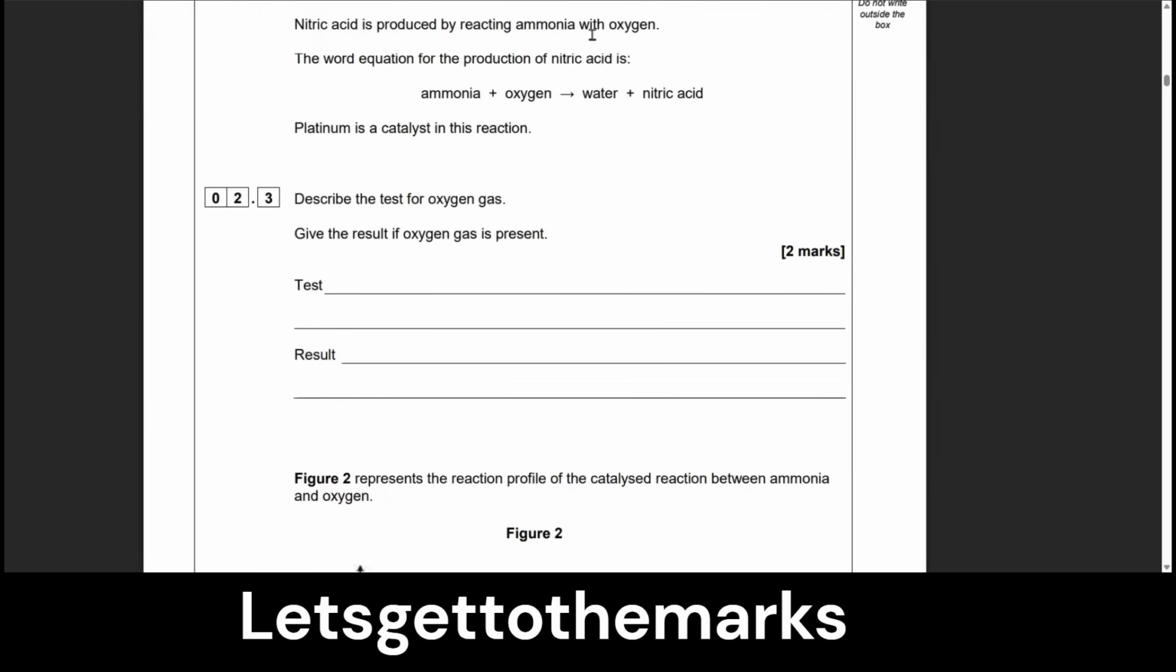Nitric acid is produced by reacting ammonia with oxygen. The word equation for the production of nitric acid is ammonia plus oxygen goes to water plus nitric acid. Platinum is the catalyst in this reaction. Describe the test for oxygen gas. So after all of this, they just want us to give the test for oxygen gas.